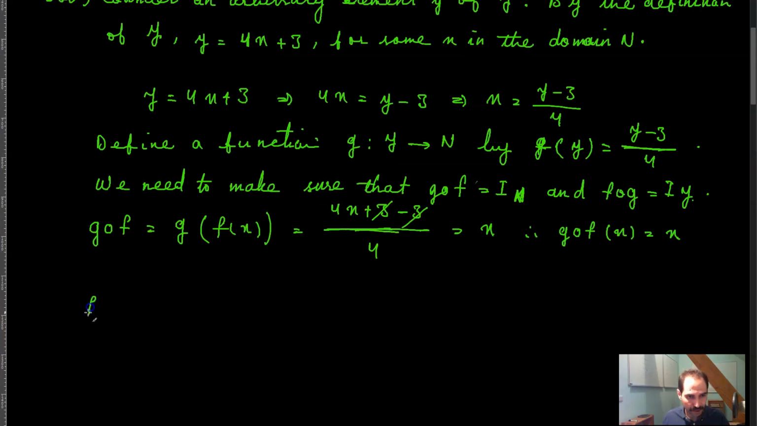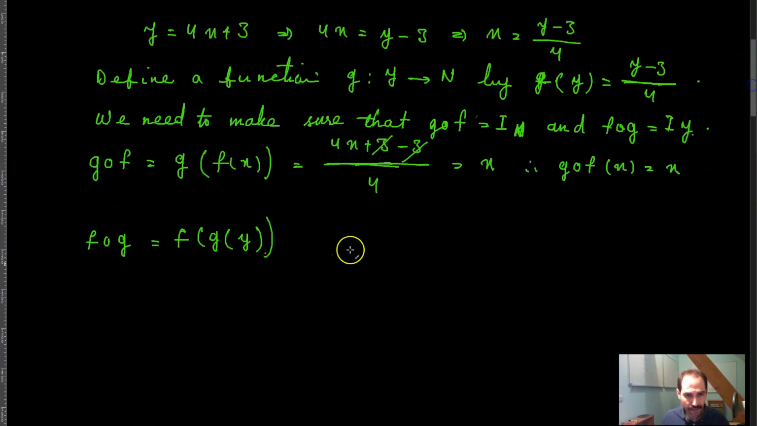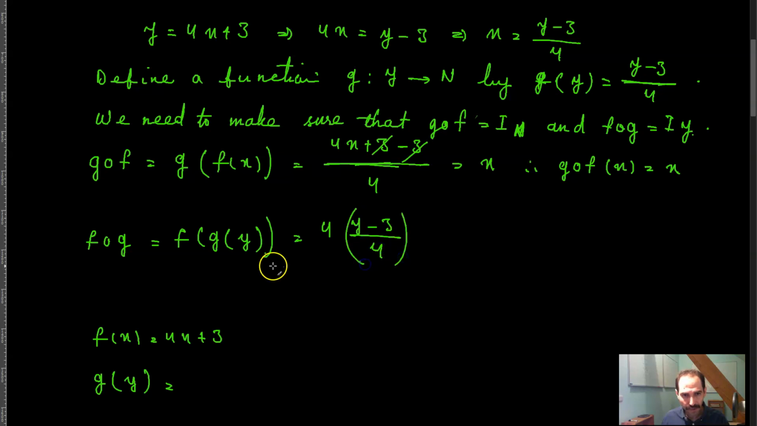And let's see what we can find about fog. So fog is the same thing as f of g of y. Now f of x is equal to 4x plus 3, and g of y is the same thing as this thing over here. So in f, wherever you see an x, you have to write y minus 3 divided by 4. So you have 4 times y minus 3 divided by 4, plus 3. So this 4 and this 4 cancel out. You have y minus 3 plus 3, which is equal to y.